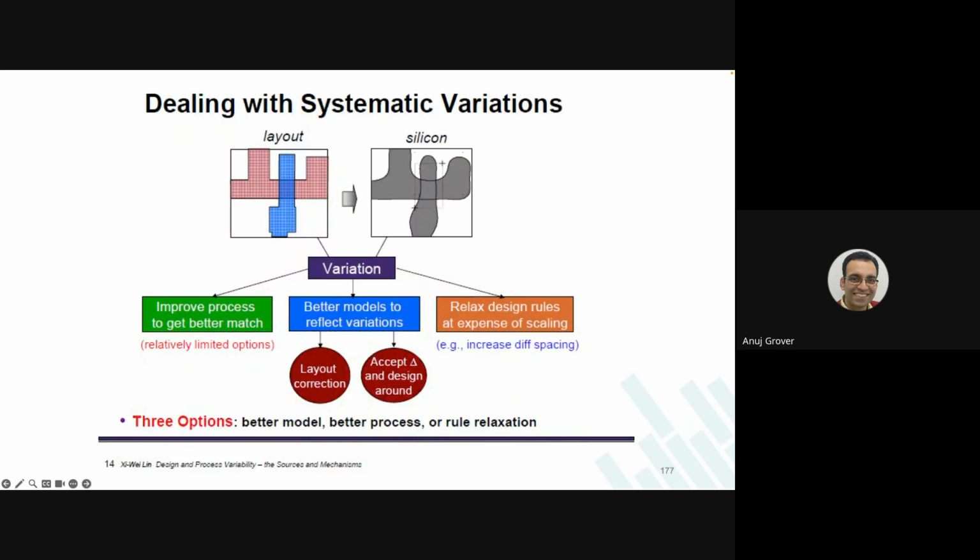So, as I said, systematic variations, if you have the information of the layout, you can always model them. You can either improve the process, you can model them, or you can relax the design rules so that those systematic variations do not bother you.